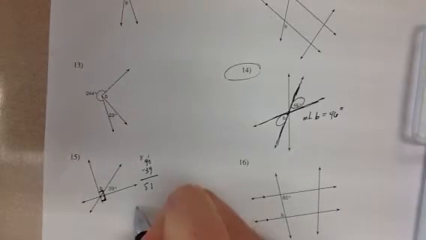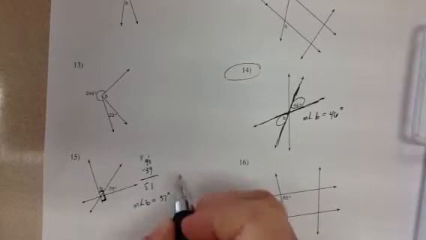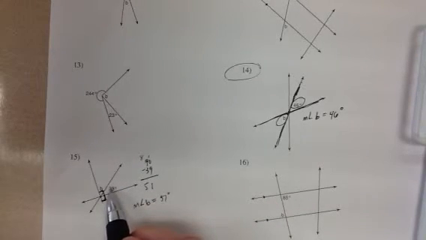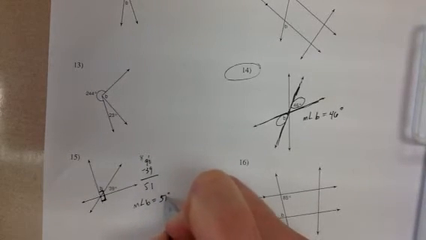So measure of angle B has to equal 51 degrees if the two of them are going to add up by the angle addition postulate to 90 degrees. So that's 51, not 57.